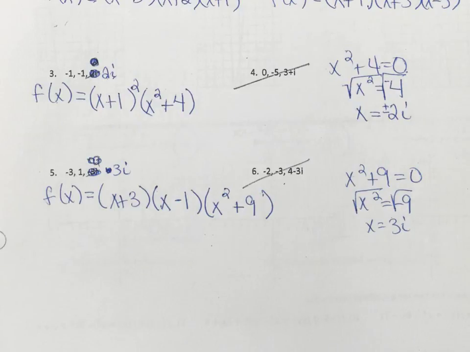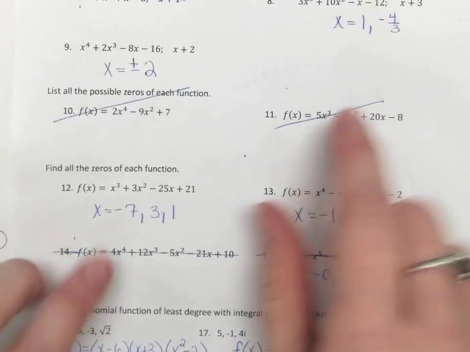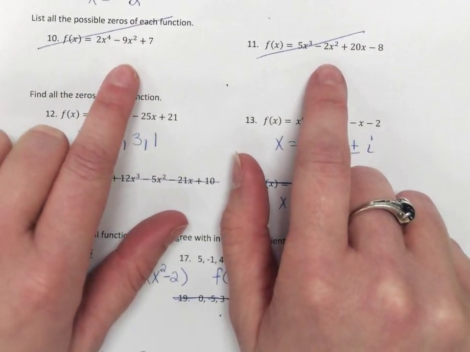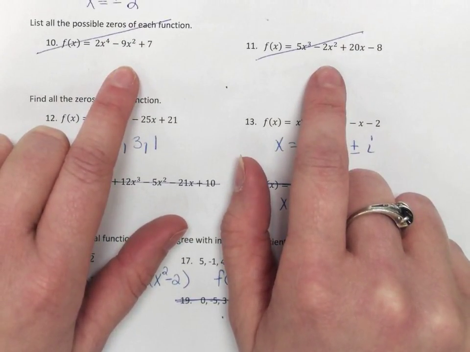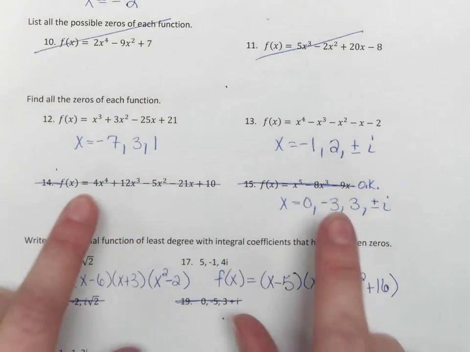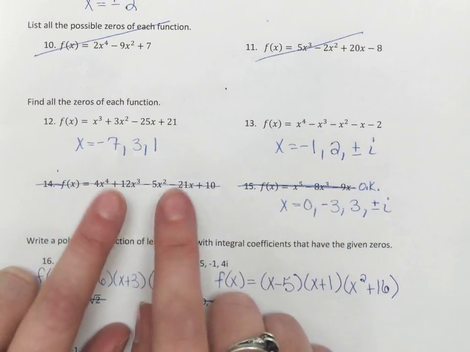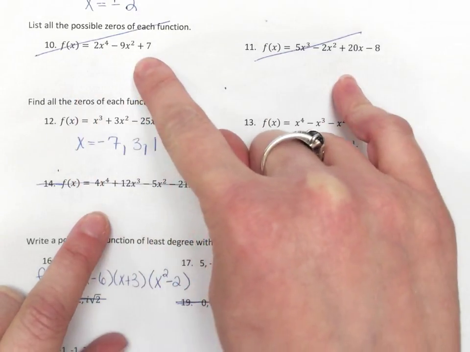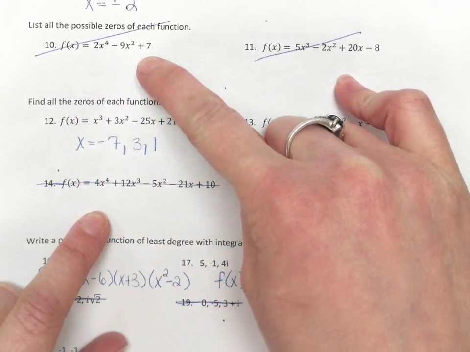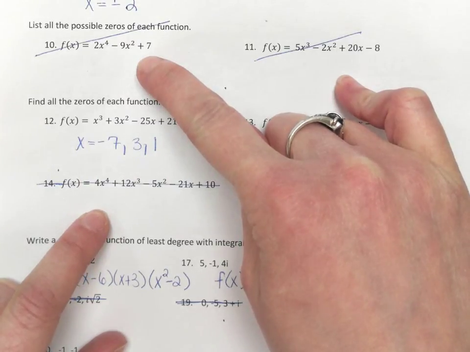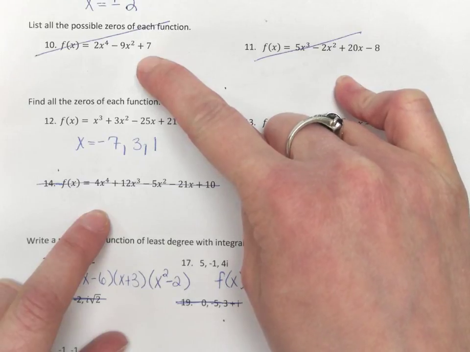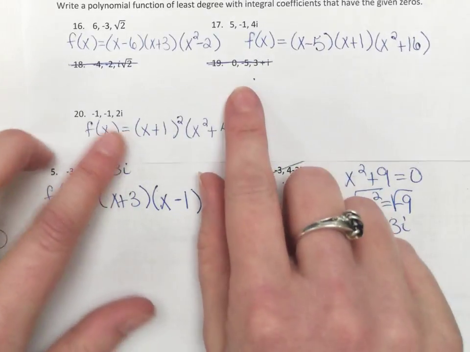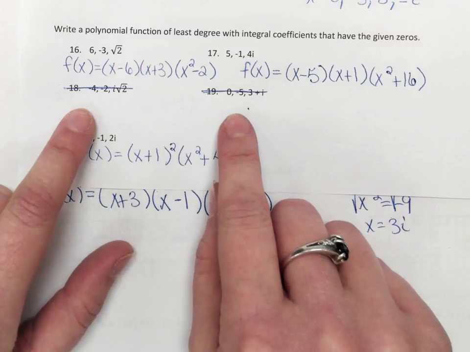All right, let's look at your study guide. You ready? Mark off number 10 and 11. 14, we're going to keep in 15, okay? So 10, 11, and 14. Mark those out. All right? And then mark out 18 and 19.